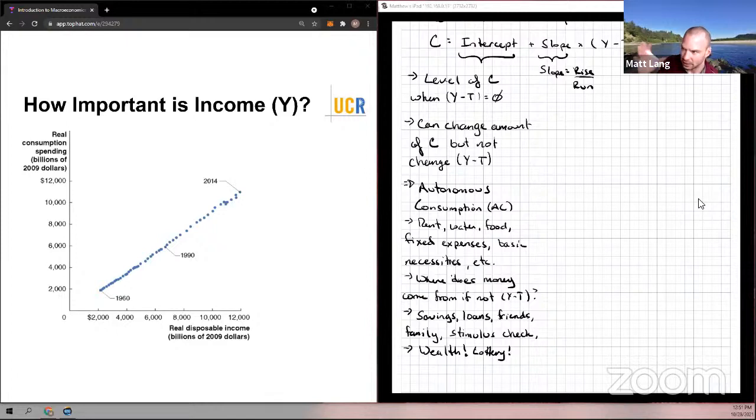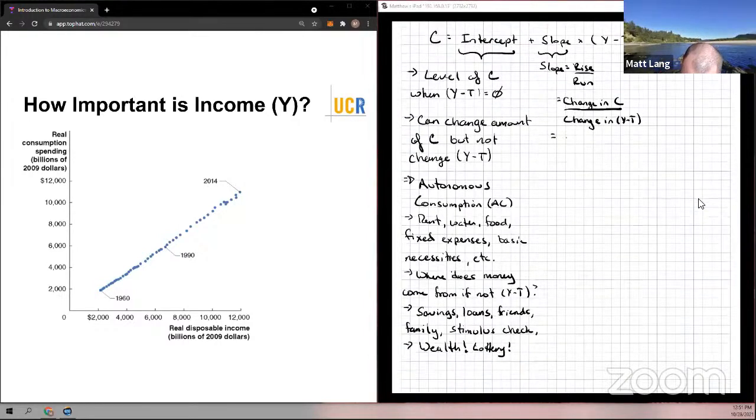All right. So we've got this autonomous consumption, this automatic consumption, but then we have our slope, rise over run, which we can just go ahead and calculate as the change in consumption over the change in Y minus T. Now, we can rewrite this, and you see this rewritten often in your math classes, and we're going to use it here because it's shorthand. Use the Greek letter delta, or just literally a triangle, right? Delta C, which means the change in C divided by the change in Y minus T.